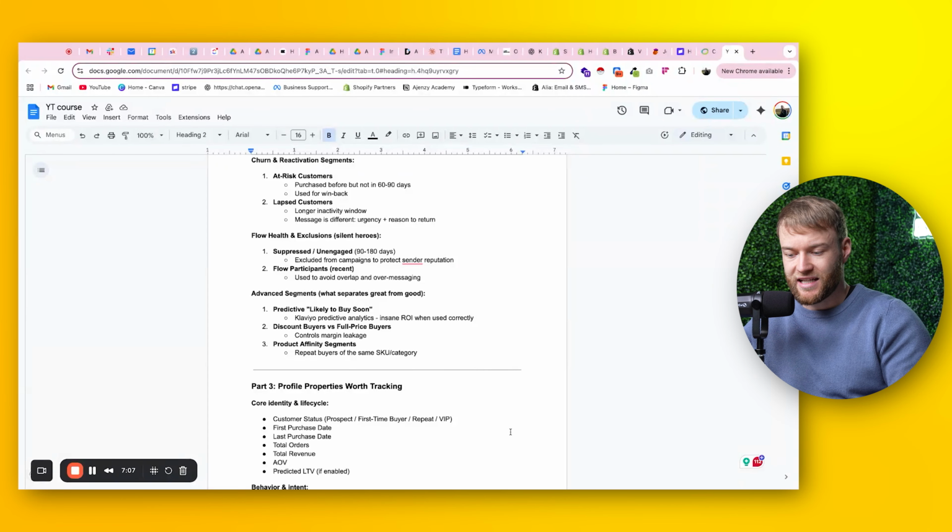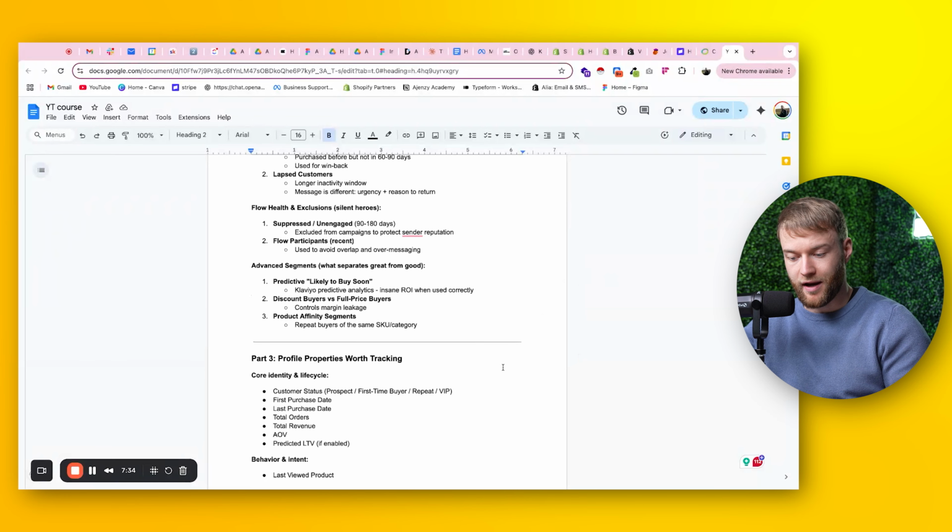Then you've got your advanced segments. Okay, you've got predictive, so likely to buy soon. Klaviyo predictive analytics, insane ROI when used correctly. You've got discount buyers versus full price buyers. You can control your margin leakage here, which is super important. And you've got product affinity segments, repeat buyers of the same SKU/category. Okay, so these give you really good predictability, and they're super useful when used correctly.